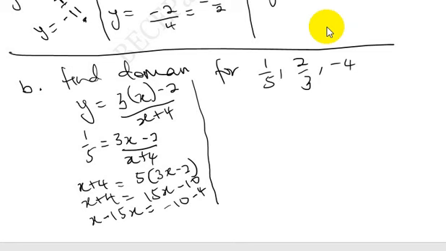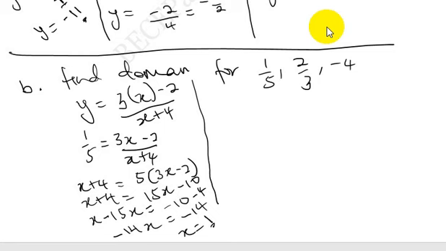So here I'm going to get minus 14x being equal to minus 14. So we are going to get x is equal to 1, because we divide both sides by minus 14, then we get x to be equal to what? 1. So that is the first domain.